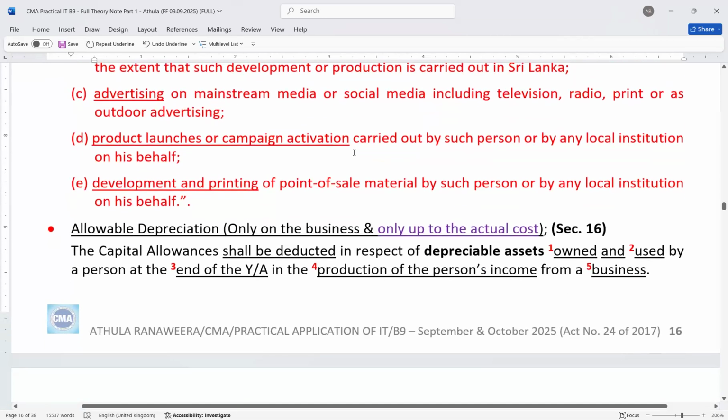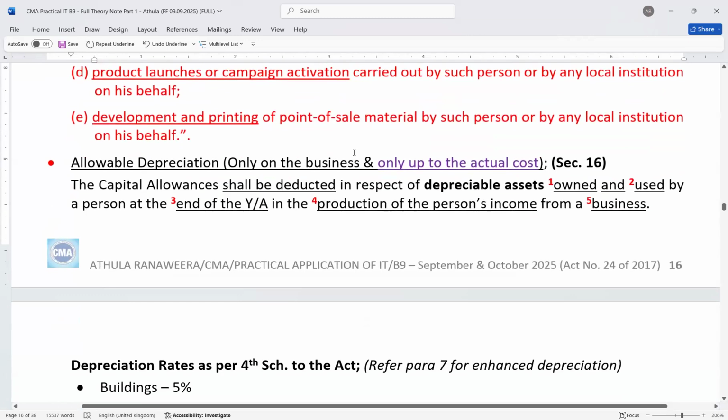We'll move to section 16, capital allowances schedule. The capital allowance entitlement. Allowable depreciation. Capital allowances shall be deducted in respect of depreciable assets owned and used by a person at the end of the year of assessment in the production of the person's income from a business.